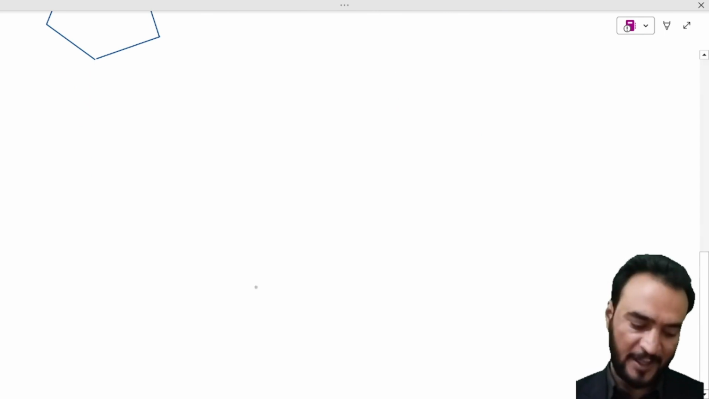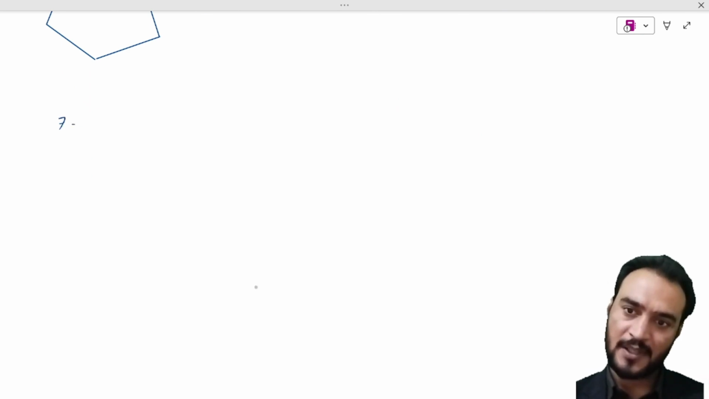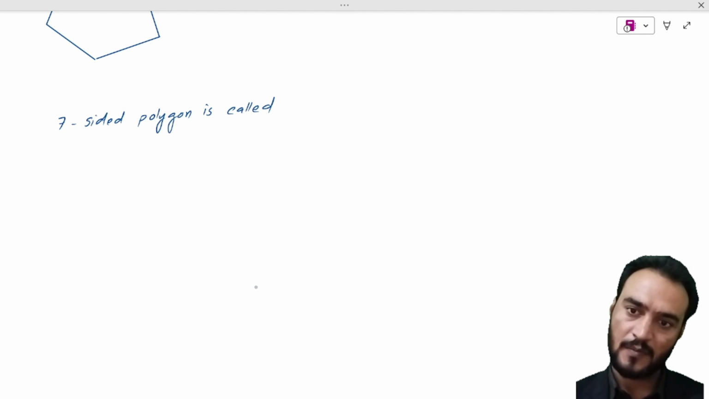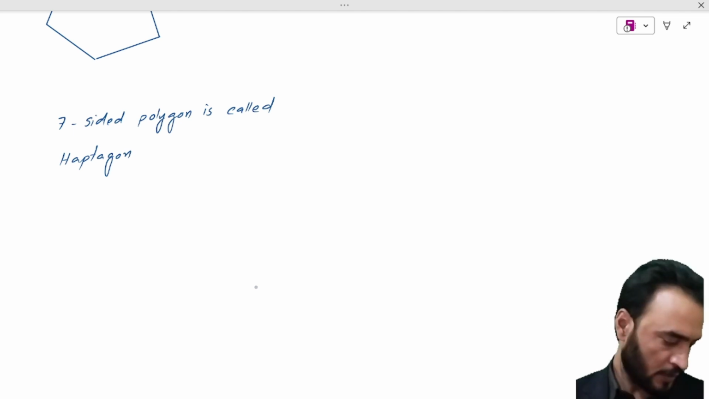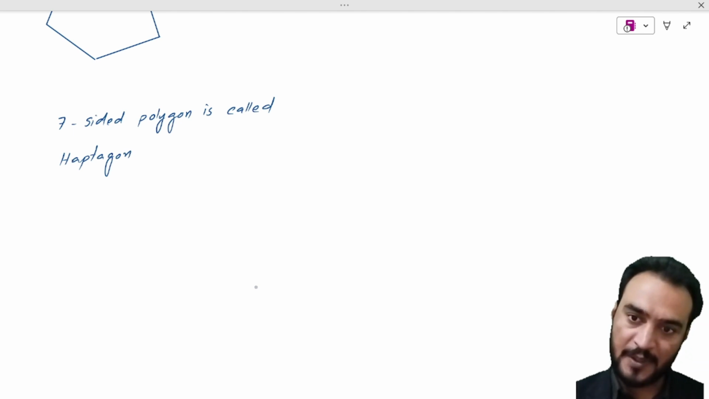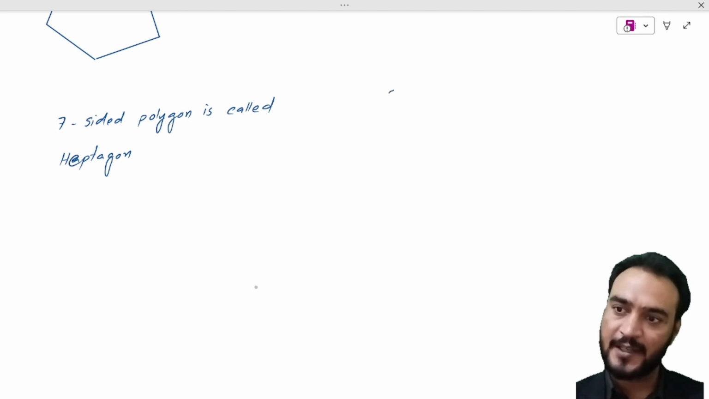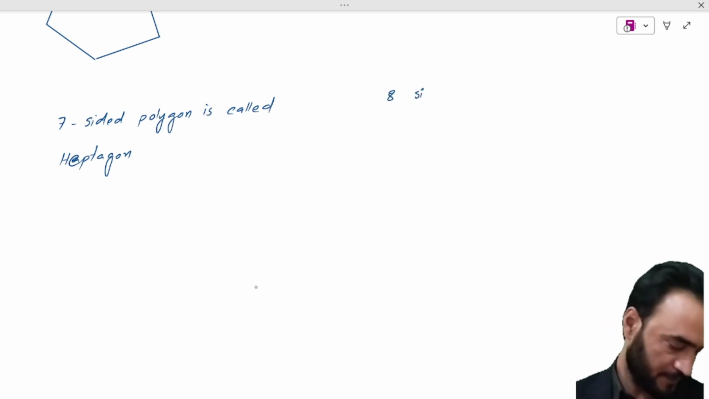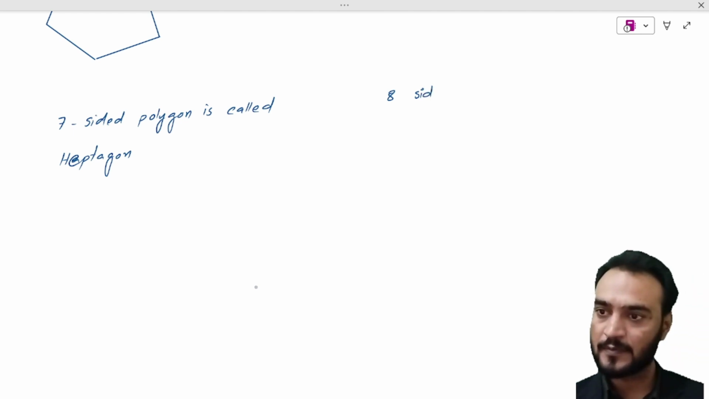And a seven-sided polygon is called heptagon. Heptagon. An eight-sided polygon is called octagon.